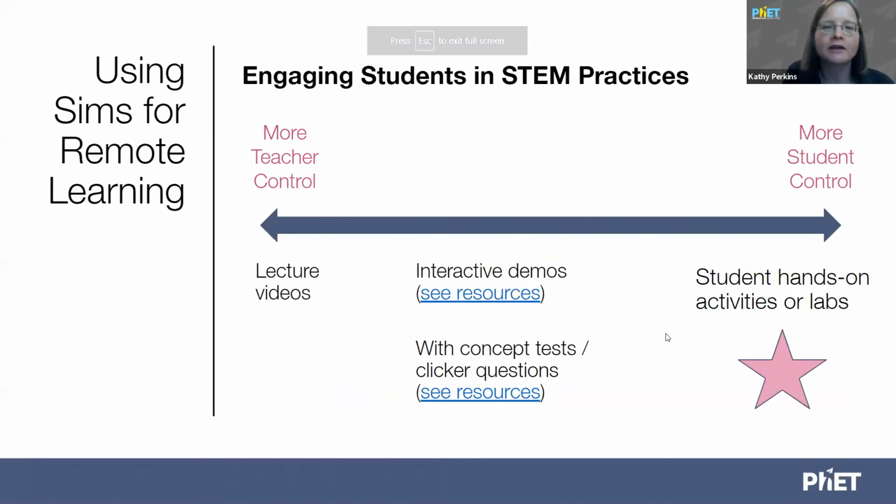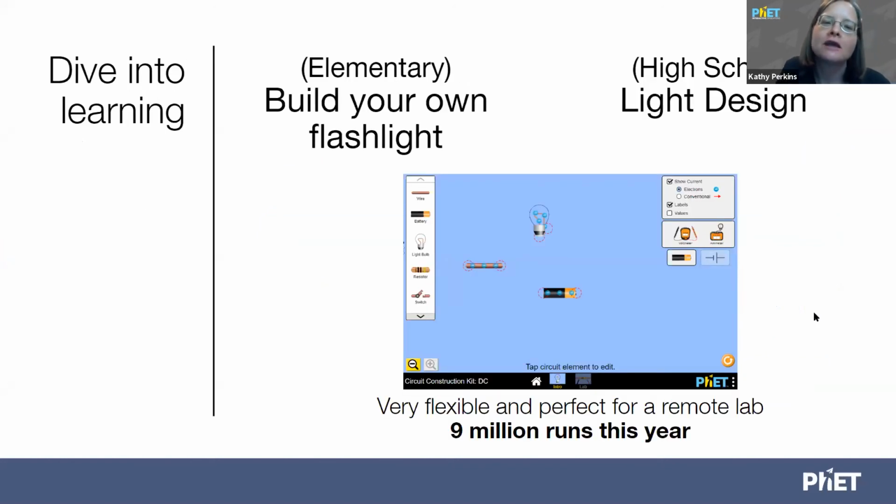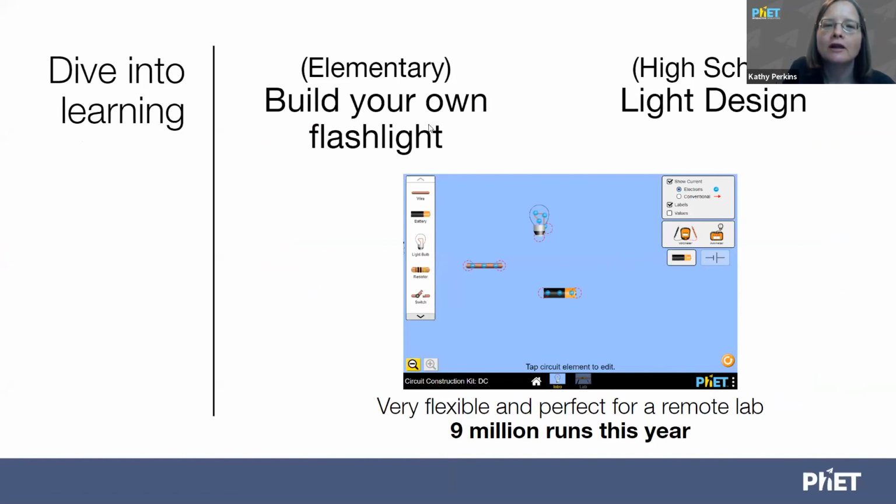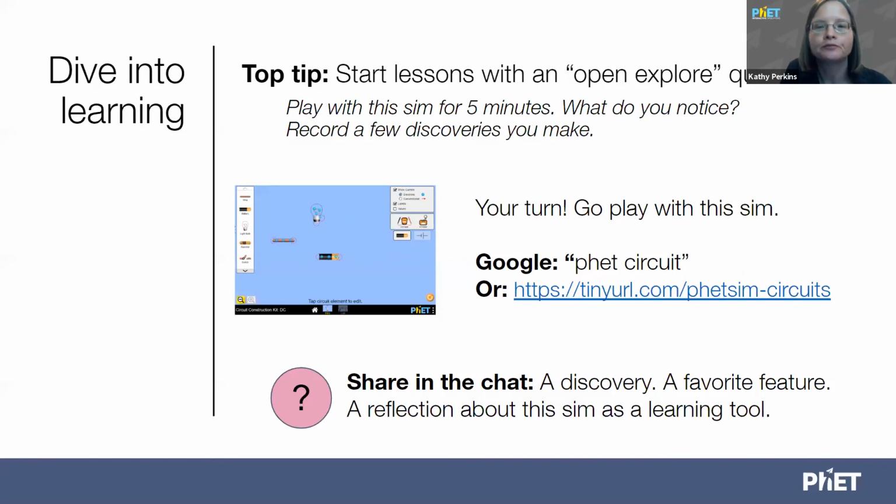I do want to get to the activity, so we're going to move along and think about engaging students in these STEM practices. It's really important to get them over on this side where they have student control and they can do some hands-on labs and activities. Today we're going to focus on a little activity around this simulation. It's the Circuit Construction Kit, one of our most popular simulations, with 9 million runs this year. We're going to look at what an elementary activity could look like and what a high school activity looks like, and how you can build them to support students working remotely.